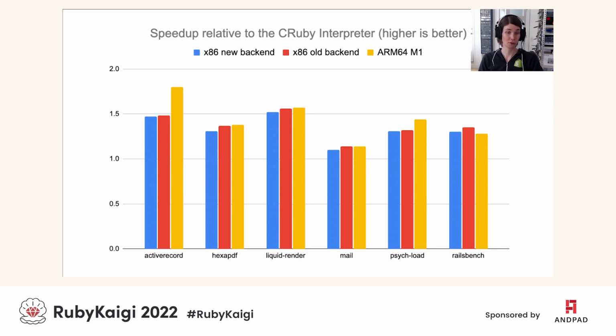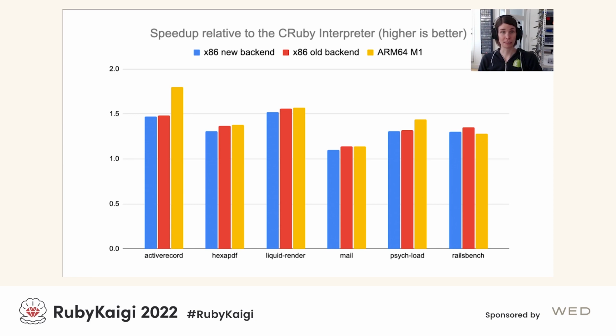And the benchmarks used are Active Record, HexaPDF, the Liquid Template Renderer, the MailGem, the PsychGem, and RailsBench. And so what we can see here is that even though the code we generate on ARM64 is not that efficient, we actually get bigger speedups on ARM64 than on x86 on most of these benchmarks, which is pretty interesting.